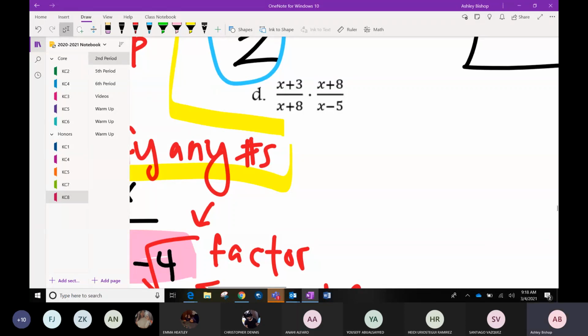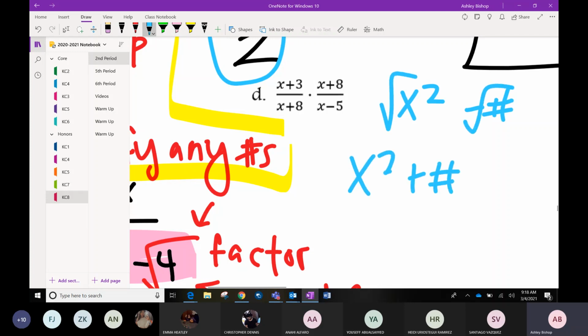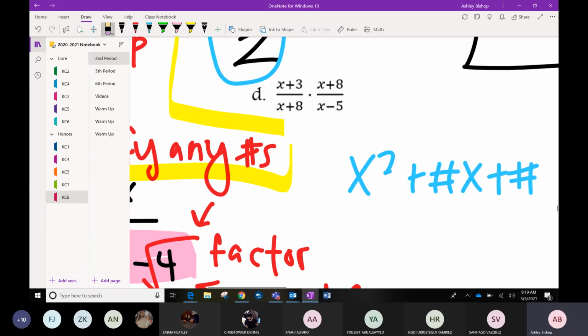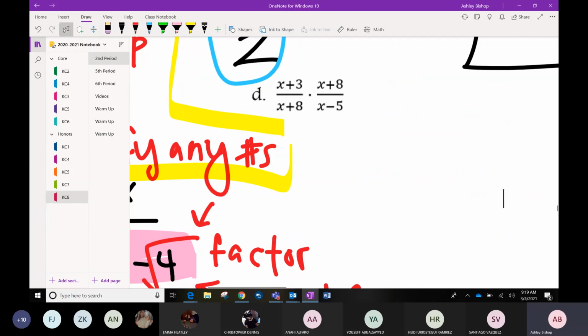No, there's actually nothing that's going to factor here. I can't take out a greatest common factor. I can't take the square roots. I can't take anything out. This is already simplified. Anytime you have x plus or minus just one number, that's already factored. If you have x squared minus a number, you need to take the square roots. If you have x squared plus some number x plus a number, you need to factor that. Or if you have a greatest common factor. But there's nothing to factor here.